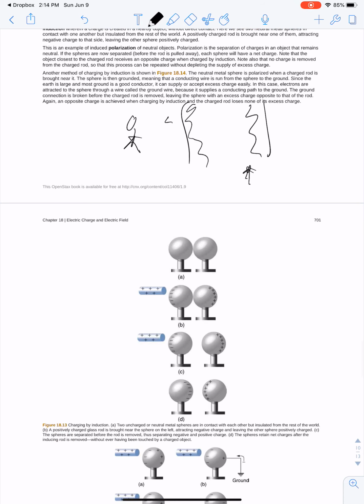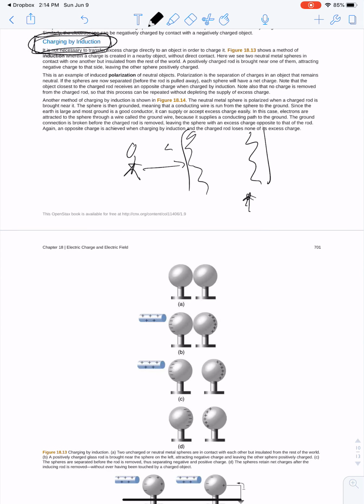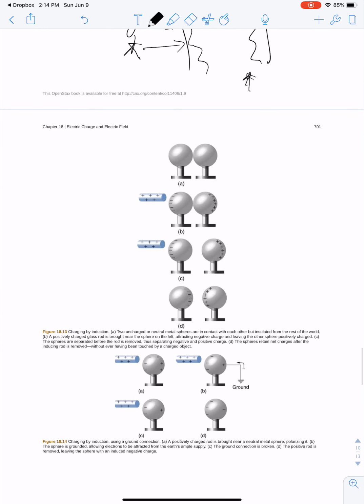Same idea. This is called induction, remember, because we're not actually in contact with the fans. So this is how it works. You've got two silver spheres here. You bring a positively charged rod near, so the negative charges are going to be attracted to it, and the non-negative charges are going to be repelled by it.